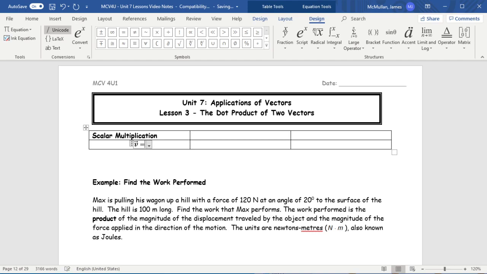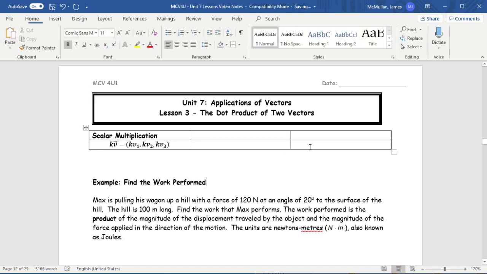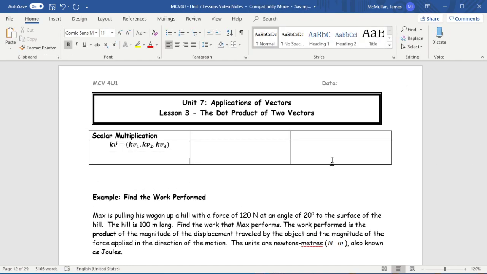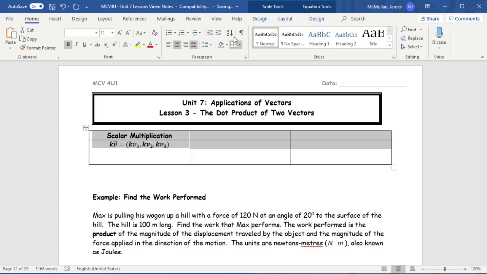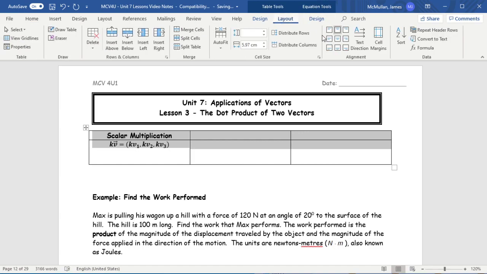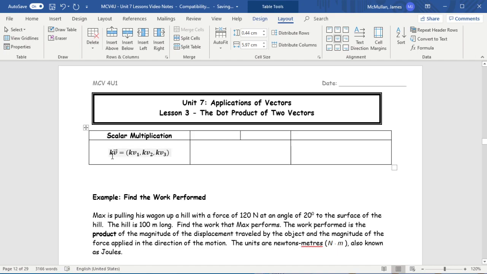And basically the idea would be, vector v, let's do it this way. So, kv is the same thing as kv1, kv2, kv3. Okay, so basically scalar multiplication, what you're doing, you're taking each component of the vector, you're multiplying by whatever scalar that you were given. So if I say what is 3u, you would take the three components of vector u and you would multiply each one by 3.